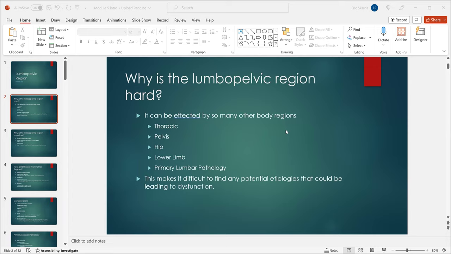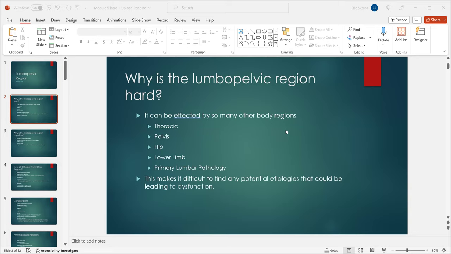All right, so when we look at the lumbopelvic region, and again, just as a definition here, what do we consider the lumbopelvic region? We have to take into consideration the lower thoracic spine, so the TL junction, the lumbar segments themselves, the pelvis, so the sacroiliac joints, pubic symphysis, etc., and the hip itself. All would be considered a portion of the lumbopelvic region.